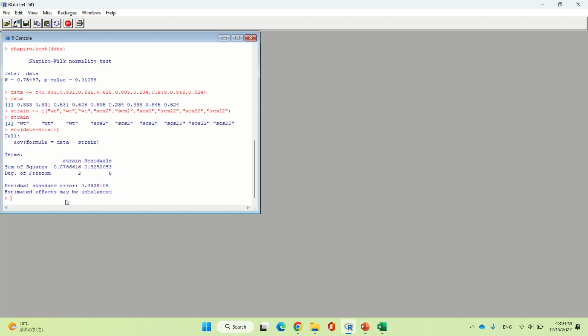There's no significant difference. Call lm terms strain, residuals sum of squares is 1, degrees of freedom 26, and residual standard error 0.2328108. Where is the p-value? There is no p-value. Estimated effects may be unbalanced. What is the p-value? Sum of squares and degrees of freedom.